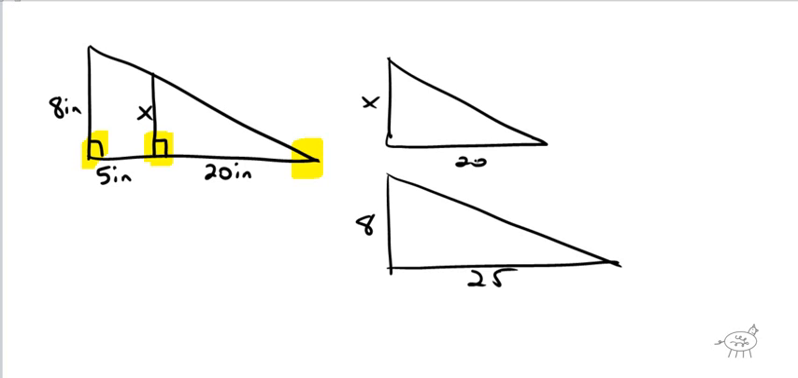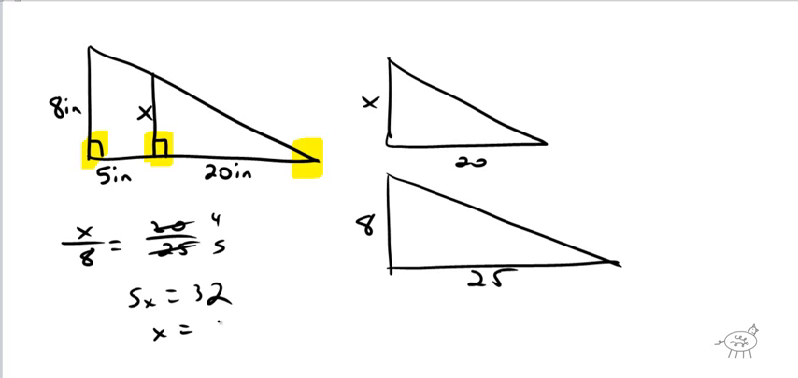So I'm going to do little over big. I'm going to say x over 8 equals 20 over 25. Again, if I wanted, I could simplify 20 over 25. I can say that 5 goes into that 4 times, 5 goes into that 5 times, and then I can cross multiply. 5x equals 32. And I divide, x equals 6.4. Again, it's inches. Units. Okay?